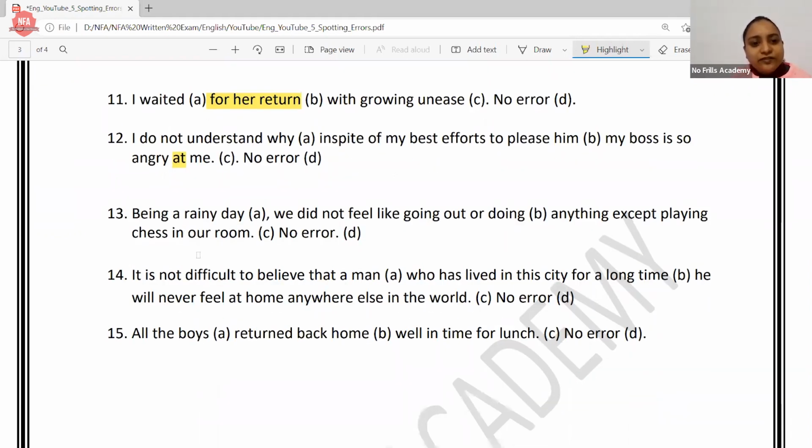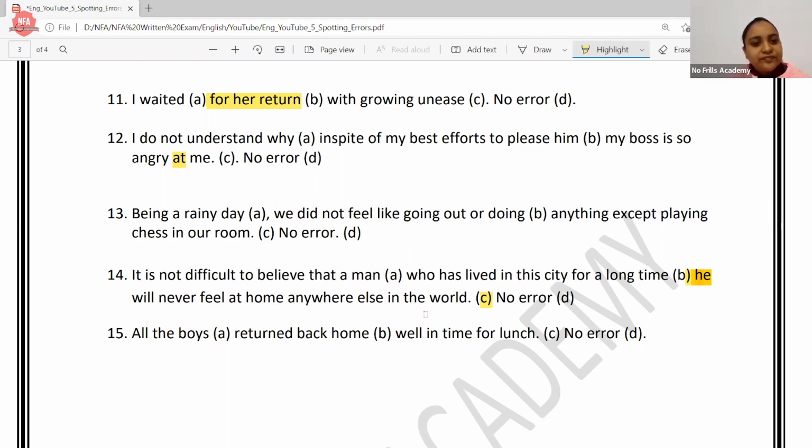Next. It is not difficult to believe that a man who has lived in the city for a long time, instead of he, this he is unnecessarily used. And that is why the answer is C. It is not difficult to believe that a man who has lived in the city for a long time will never feel at home anywhere else in the world.